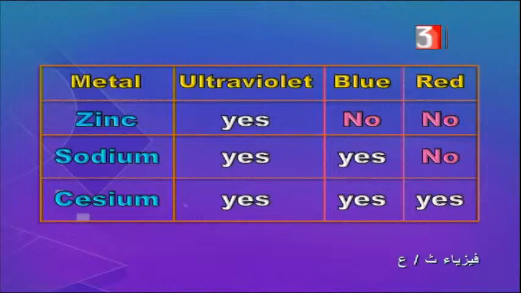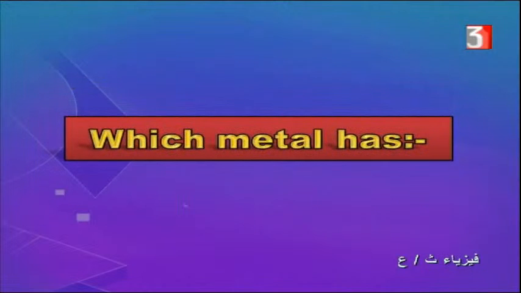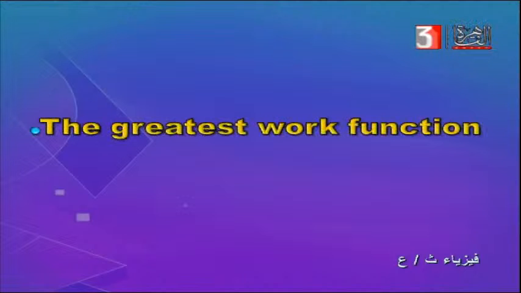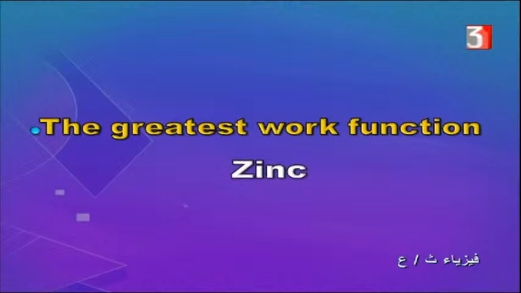Look at this table. It is so easy to eject electrons from cesium, but the most difficult one is zinc. What about the question: which metal has the greatest work function? It means which one of them is the hardest to eject electrons from. Of course, it is zinc.